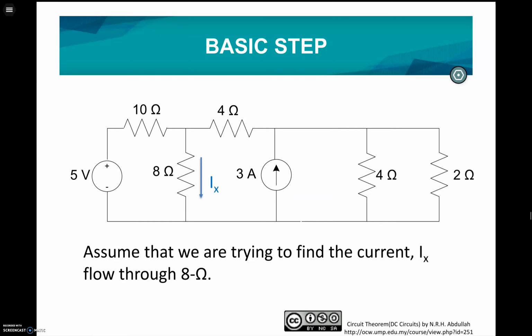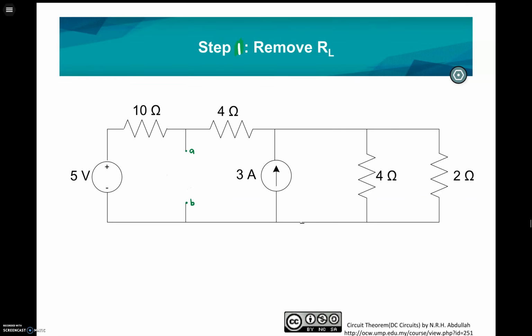This is the example of the Norton Theorem. Actually, the example is the same as the Thevenin's theorem. Assume that we are trying to find the current Ix that flows through the X ohm. First step will be to remove RL. So this is RL. The RL is already removed, and then mark the terminals A and B.